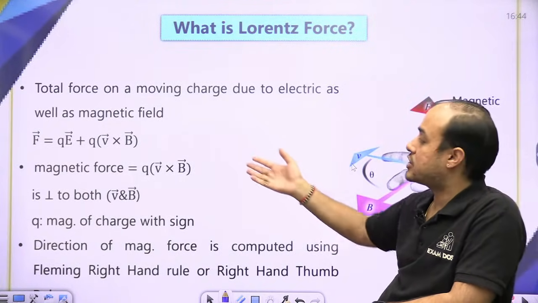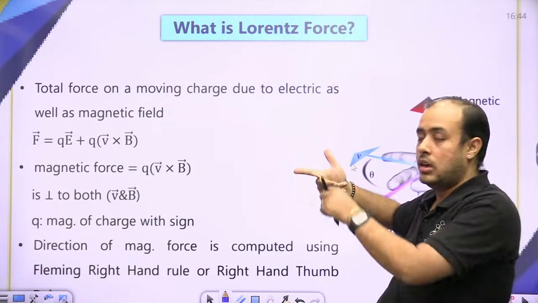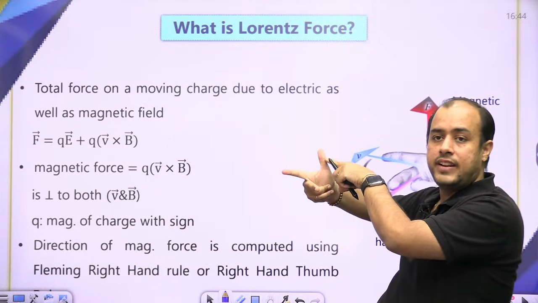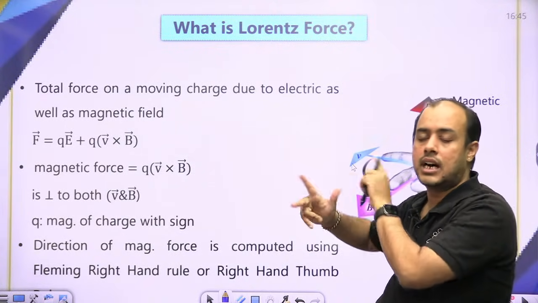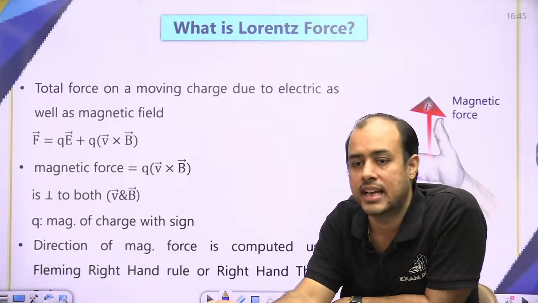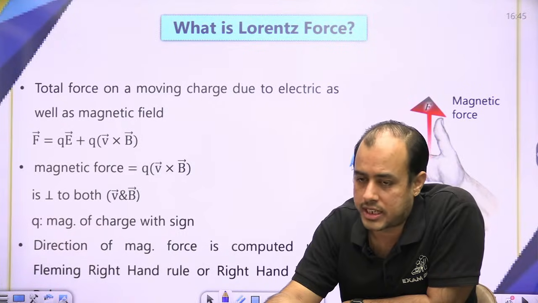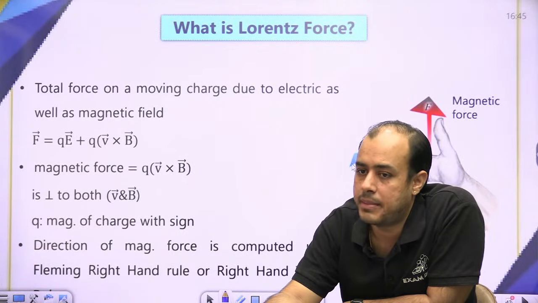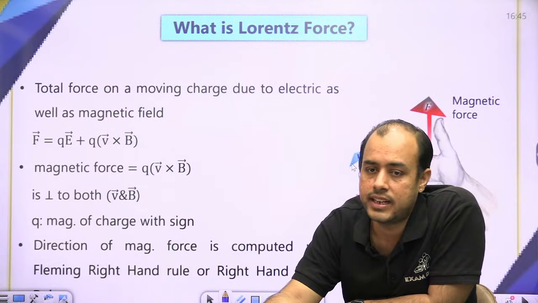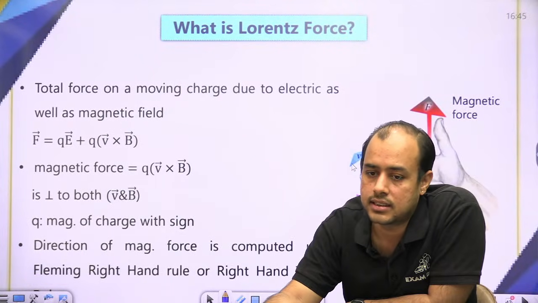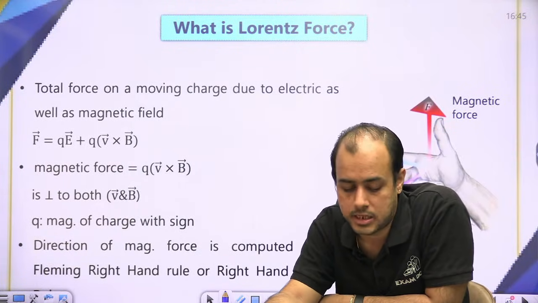Now how to find the direction? Simply take the cross product of V and B, or use the Fleming right hand rule. This is velocity, this is magnetic field, this is the force. The first finger is velocity, the second finger is the magnetic field, and the thumb is the result of the cross product, that is the force. In every cross product you can make use of the Fleming right hand rule. The first finger will be the first vector, the second finger will be the second vector, and the thumb will be the result.